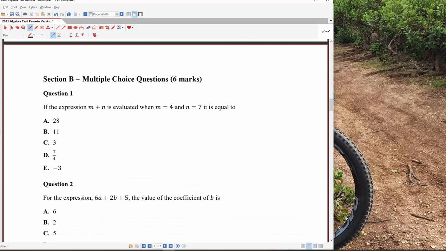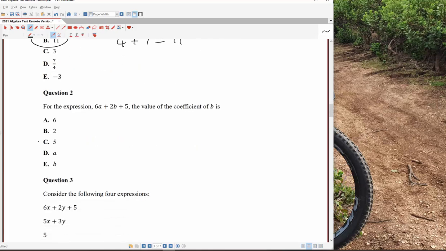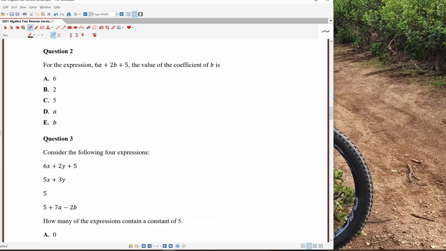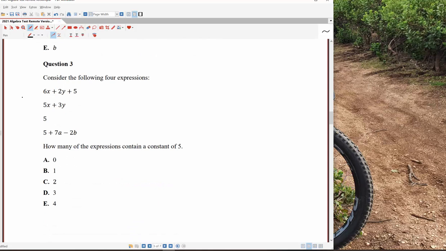All right, the multiple choice. If the expression m plus n is evaluated when m equals 4 and n equals 7, it is equal to. So that's just 4 plus 7 equals 11. For the expression 6a plus 2b plus 5, the value of the coefficient of b, that's the number before the letter, is 2.